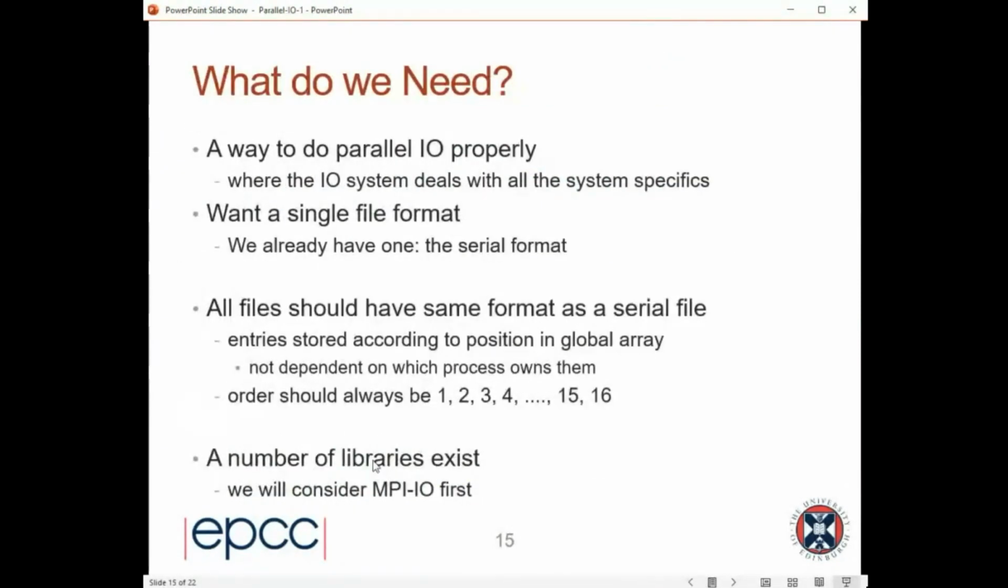So a number of libraries exist. I'll consider MPI-IO first for 3 reasons. One is A, I understand it probably better than the other ones. B, the way that MPI-IO works conceptually is the same as the way that most other libraries work. They have different approaches in practice, but in principle, they're doing the same thing. And thirdly, a lot of I/O libraries, for example HDF5, call MPI-IO at the lowest level. So if you understand how MPI-IO works and how it gets performance and what the good and the bad things are to do with MPI-IO, you understand a lot about other I/O libraries because they tend to layer on top of it.